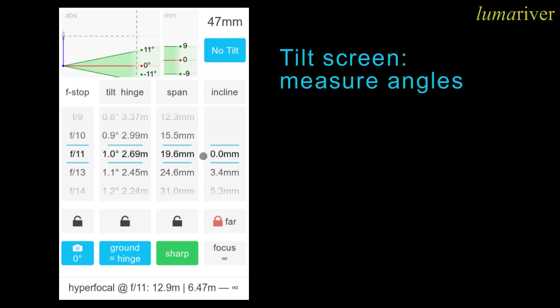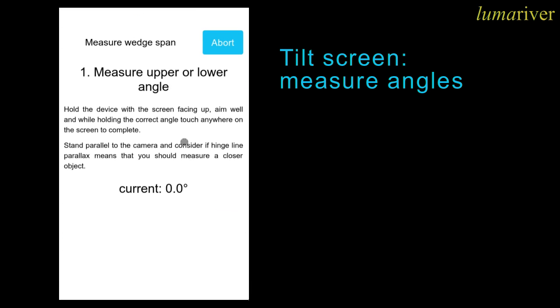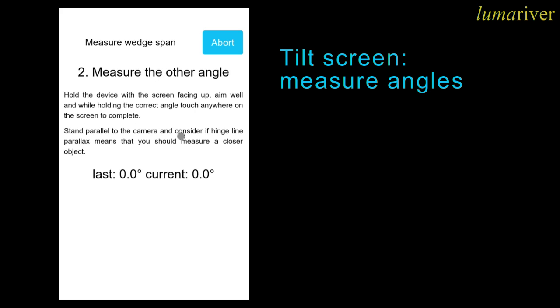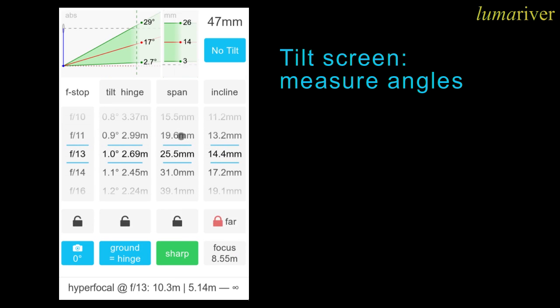Let's go on to the next button, the span. The same type of modal appears and we do the measurement in the same way. In this case it's a two-phase process. First we measure the near limit or far limit and then we measure the other. Aim, tap the screen, aim, tap the screen, and we get back to the tilt screen with the span set to match our measured angles. Here we generally don't need to consider hinge parallax as we measure the depth of field edges. As a side effect, also the incline is set, meaning that you typically don't need to use the incline button.